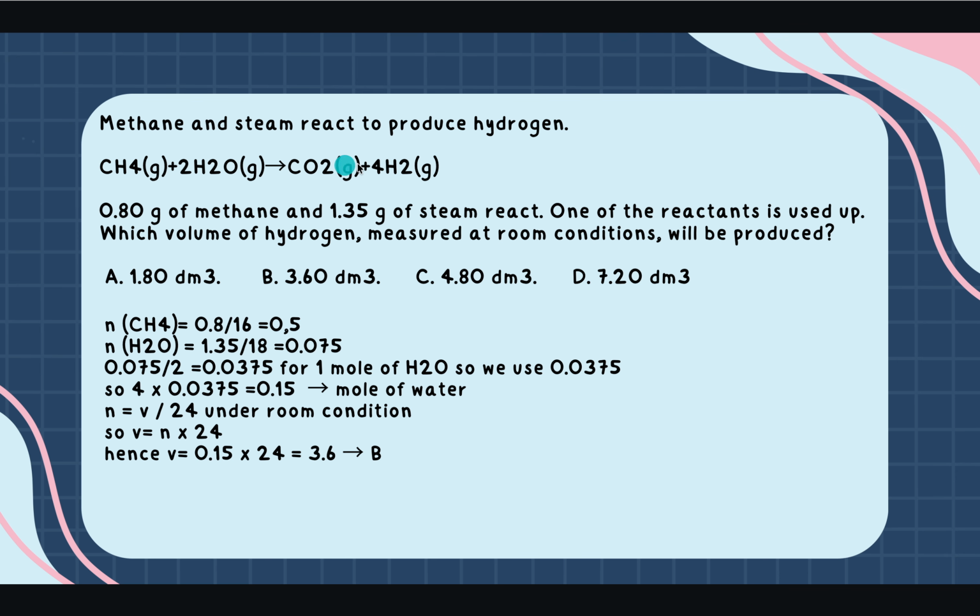Jumping to the next question: methane and steam react to produce hydrogen. So here's the reaction. 0.8 grams of methane and 1.35 grams of steam react. One of the reactants is used up. Which volume of hydrogen measured at room conditions will be produced?